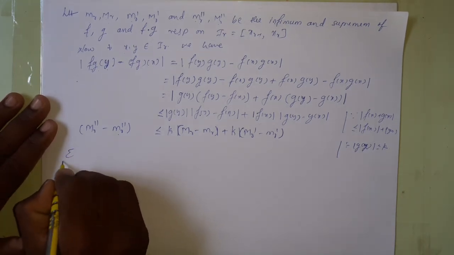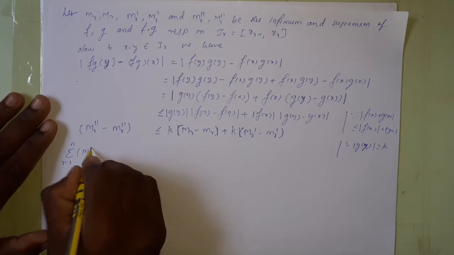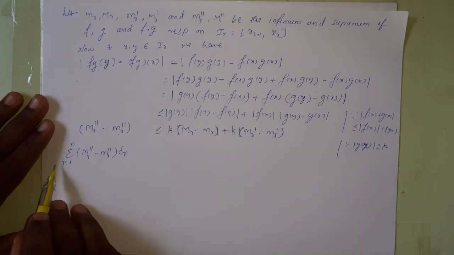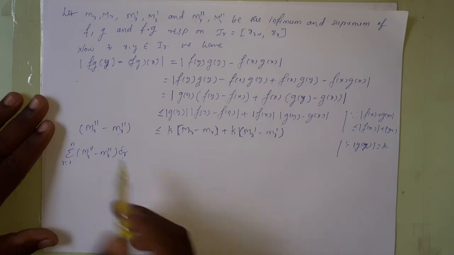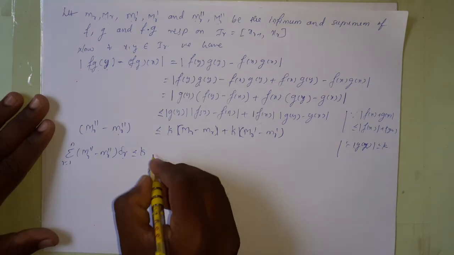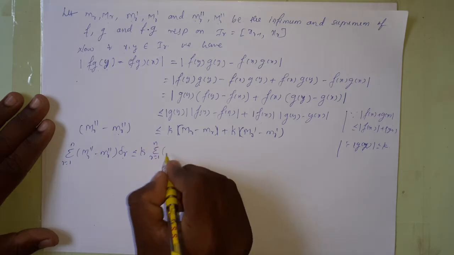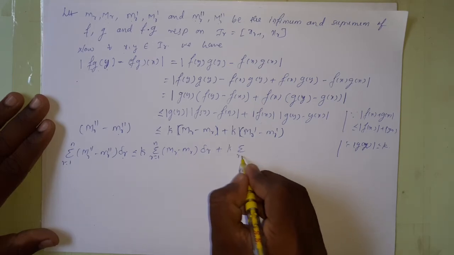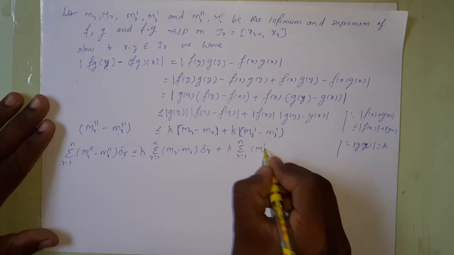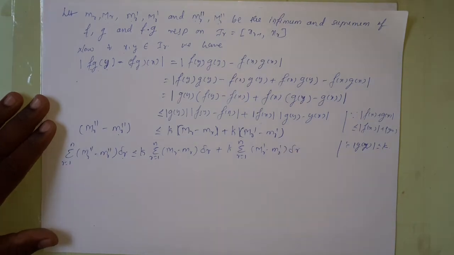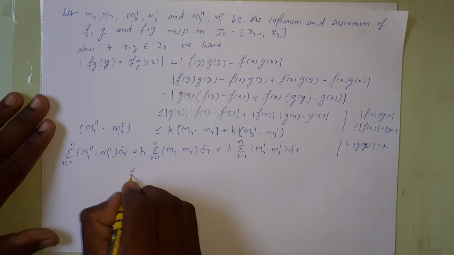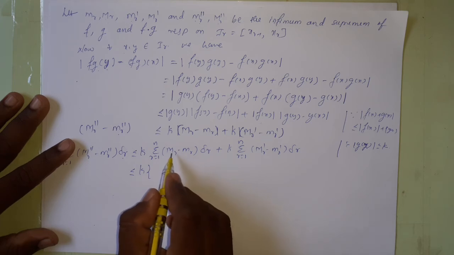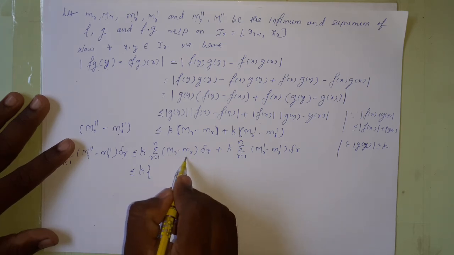Now let us see what happens. Summation over r equal to 1 to n of M_r double dash minus m_r double dash into delta r. We are applying the summation over r equal to 1 to n and also multiplying with delta r, which is less than or equal to k into summation over r equal to 1 to n of M_r minus m_r into delta r, plus k into summation over r equal to 1 to n of M_r dash minus m_r dash into delta r. So this is less than or equal to k into, here we can take the summation for both the capital M_r and also small m_r.